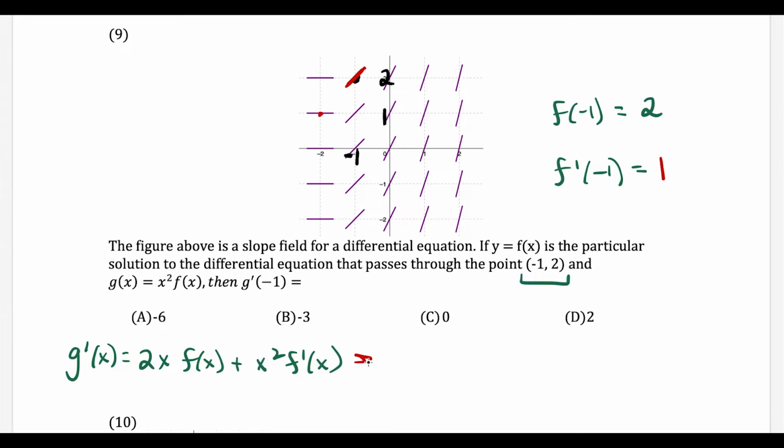So now we're just going to work this out. We're going to find g prime of -1. And this is going to be equal to, we have 2 times -1 is -2.